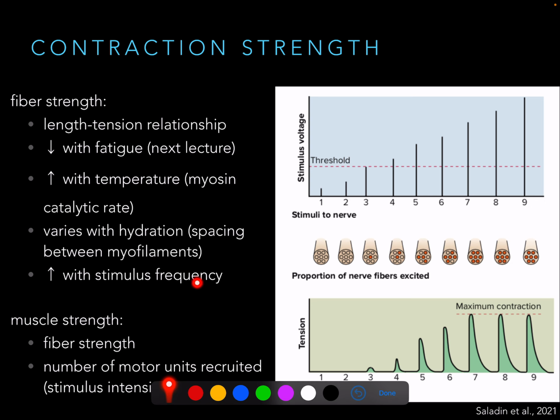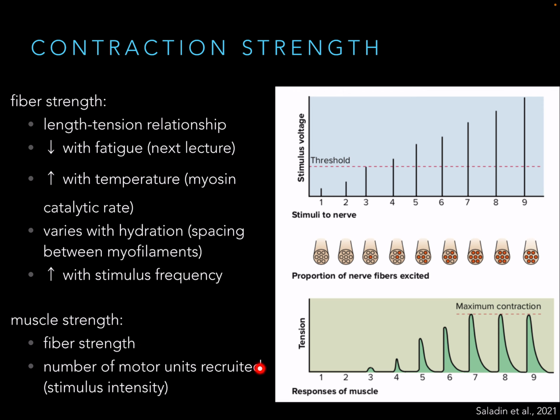Stimulus frequency matters, and we're going to see this more in a little bit, so just put a pin in that for now. But the more frequent a motor neuron depolarizes the muscle, the more tension it will generate. Now, the muscle itself, of course, depends on the strength of all of its fibers, so all these bullet points up here are true for the muscle. And on top of that, we have to ask ourselves, how many motor units have we recruited? And that depends on the intensity of the stimulus, as opposed to the frequency here. Okay, so a motor unit is a motor neuron and all the muscles that it innervates.